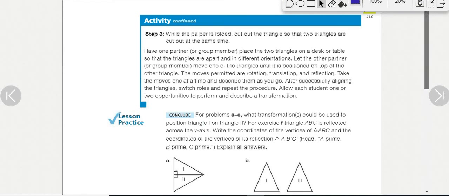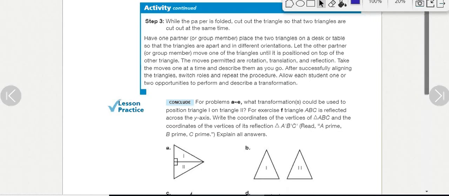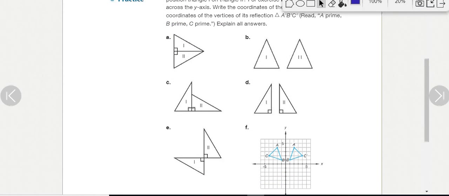You can do this with a partner if you'd like. You could have them place them in a certain orientation, then you have to talk about which ones you're using. See if you can use all 3 to get them on top of each other. And then maybe make those triangles look like a lot of the ones in these examples, like these ones or these ones. And then you can actually practice what you're doing in letter C.